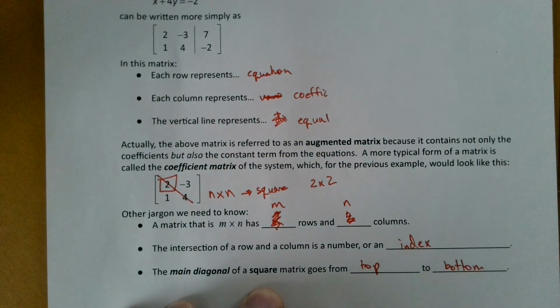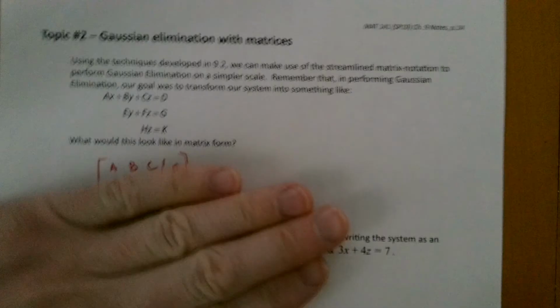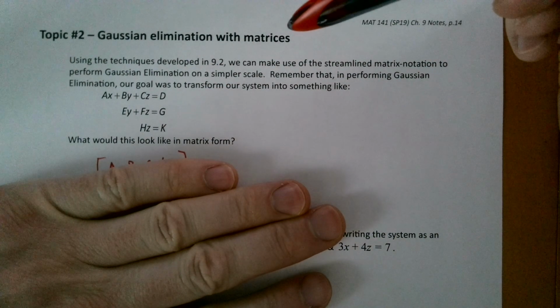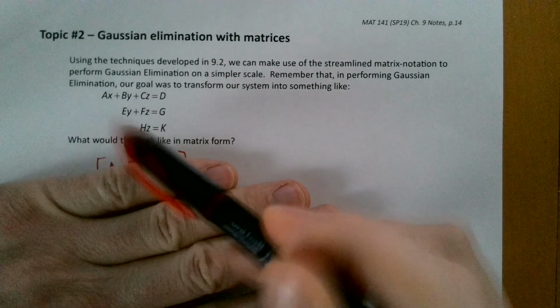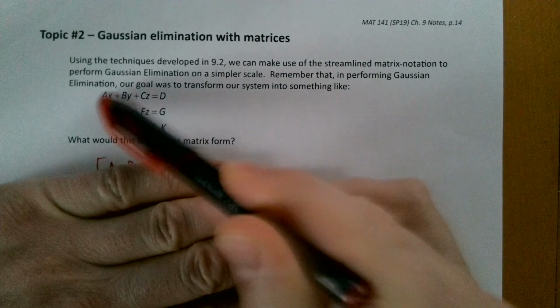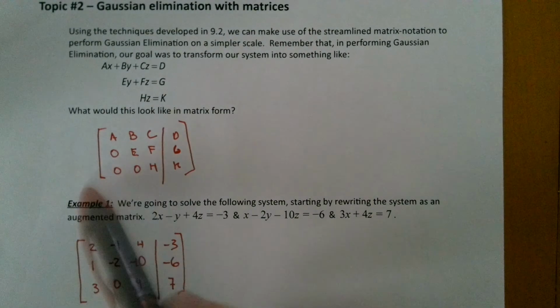And then the main diagonal of a square matrix, which would be this, goes from the top to the bottom. Okay, so let's apply this to a 3-variable linear system. So ignore this for a second. Here is the original Gaussian elimination, where our goal was to get an equation in this form, and then we back substituted the value for z, and then that gave us y, and then we put both those in and we got x. So the matrix of that form would look like this.